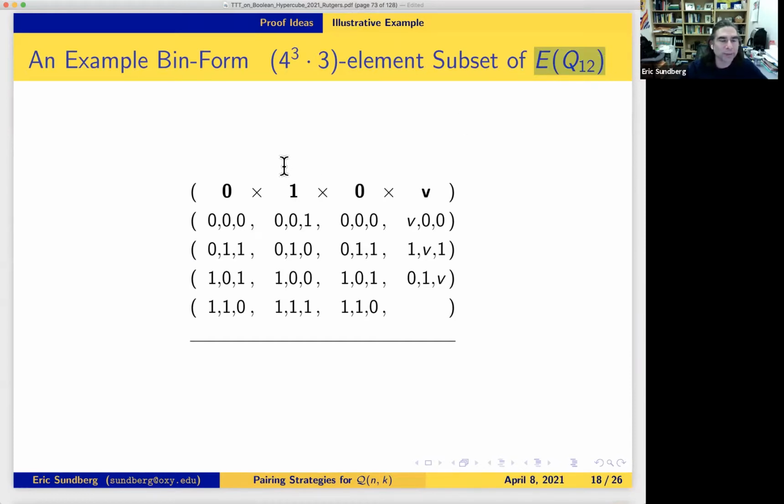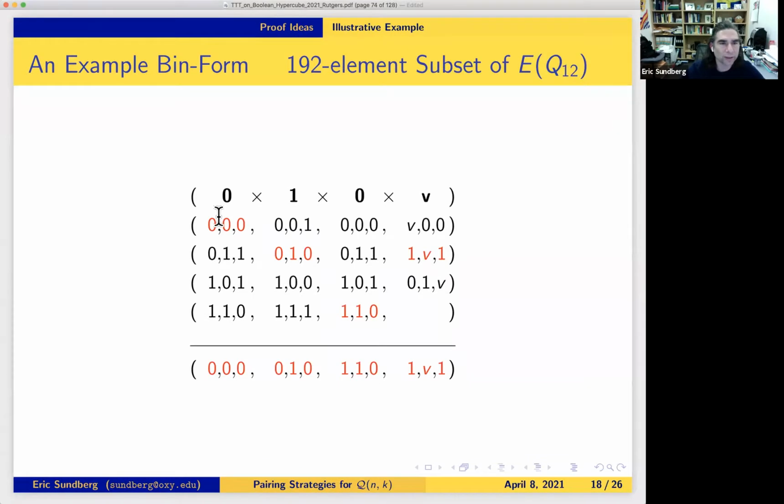And we end up breaking those 12 coordinates into 4 bins here. For the first bin of 3 coordinates, we'll have 4 choices, any one of the 4 even parity vectors of length 3. For the second bin of 3 coordinates, we'll have 4 choices, any one of the 4 odd parity vectors of length 3. And then for the third bin, 4 choices, any one of the even parity vectors of length 3. And then for the last bin, we'll have only 3 choices, any one of the 3 edges from our pairing strategy, PS32. And let's take a look at 3 example edges that would be in this Cartesian product set.